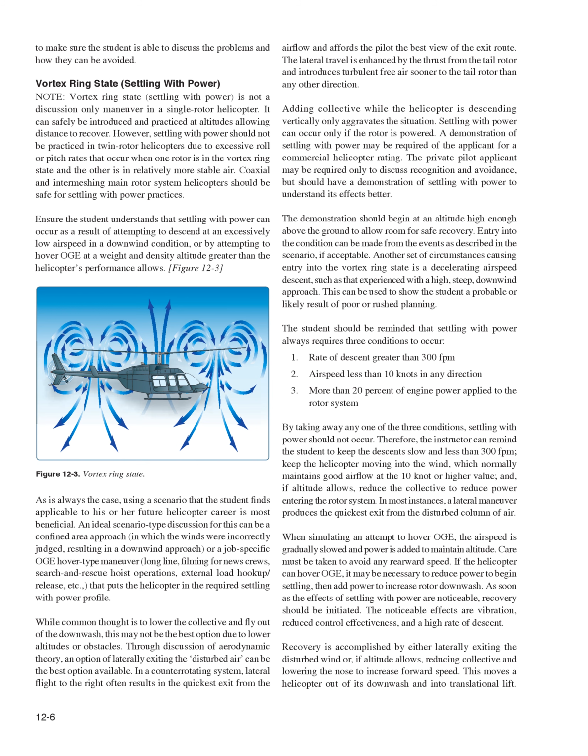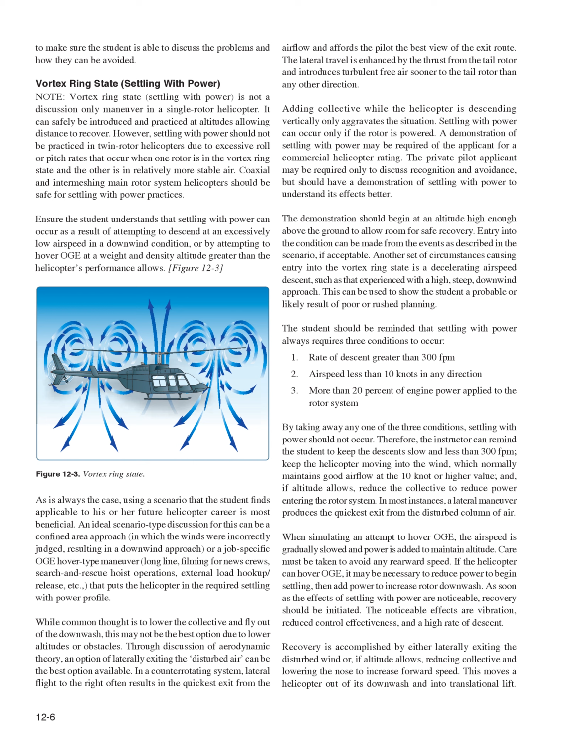Therefore, the instructor can remind the student to keep the descent slow and less than 300 fpm, keep the helicopter moving into the wind, which normally maintains good airflow at the 10 knot or higher value, and, if altitude allows, reduce the collective to reduce power entering the rotor system. In most instances, a lateral maneuver produces the quickest exit from the disturbed column of air. When simulating an attempt to hover OGE, the airspeed is gradually slowed and power is added to maintain altitude. Care must be taken to avoid any rearward speed.